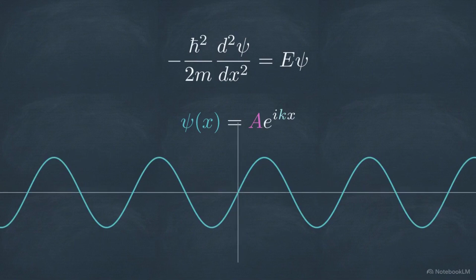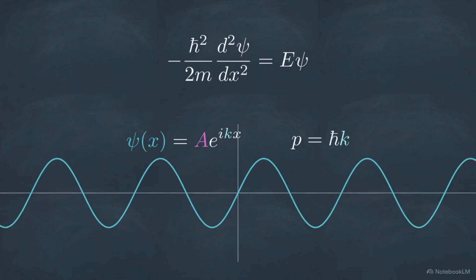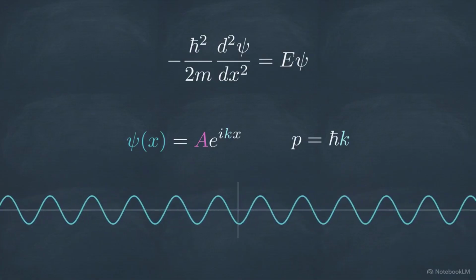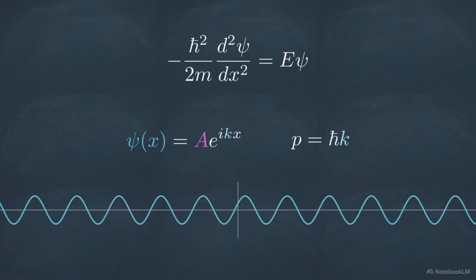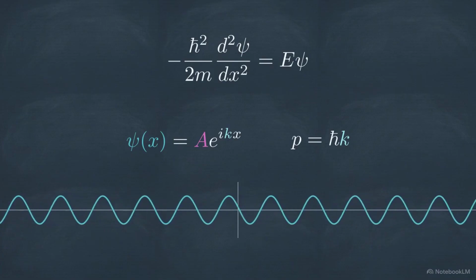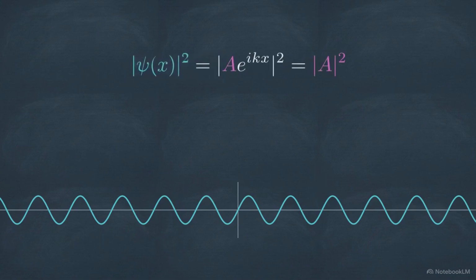It yields a pure plane wave function. Psi of x equals a constant, A, times the complex exponential e to the ikx. This specific solution carries a perfectly definite, exact momentum. We calculate that momentum by multiplying Planck's reduced constant, hbar, by the wave number k. Physically, this complex exponential describes a uniform oscillation. It repeats endlessly, spanning across all of infinite space, without ever changing its amplitude.